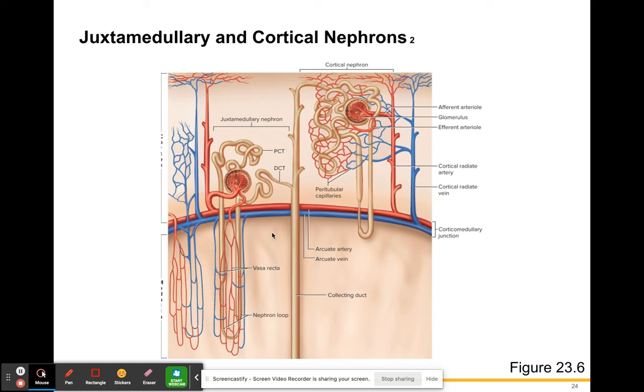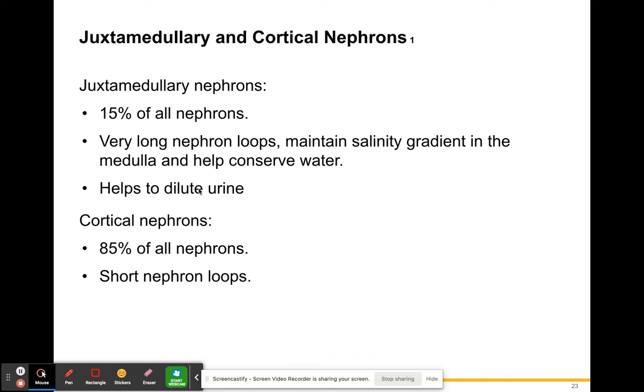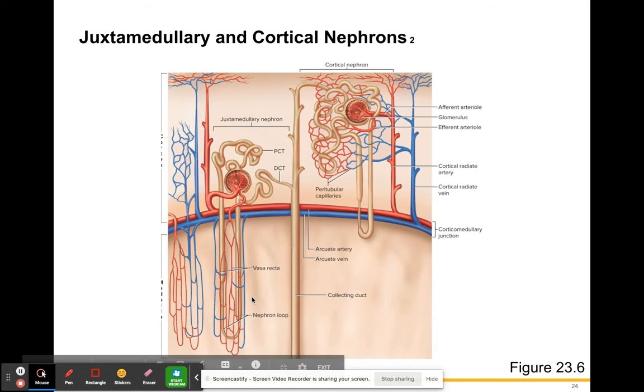So here on the left-hand side, we have our juxtamedullary nephrons, which are with very short nephron loops. Okay, I'm sorry, with very long nephron loops. Okay, we have very long nephron loops here. Where here in the cortical nephrons, we have shorter nephron loops. And your juxtamedullary nephrons are going to deal with diluting your urine, where your cortical nephrons are going to be more for the filtration aspect of it.